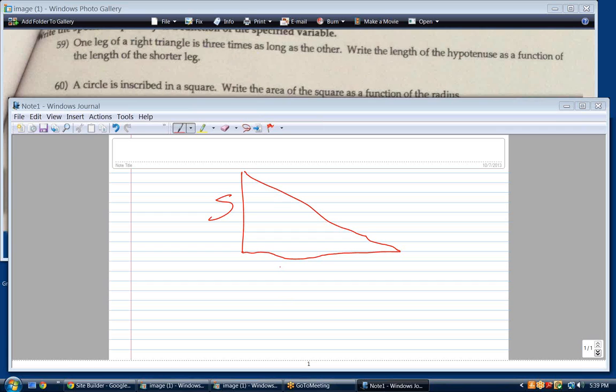So would it be 3L? 3S. Did you say L or S when I said? Oh, L, but... Oh, no, S is fine. It can be any variable. It could be X as far as that goes. Right. So now tell me what the hypotenuse is.